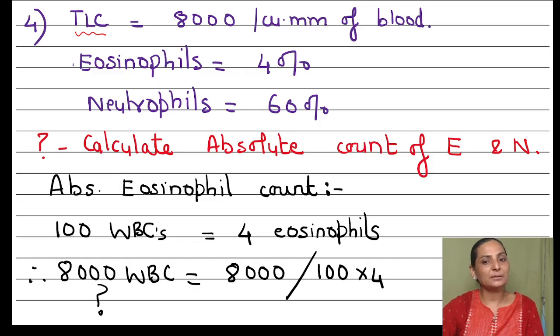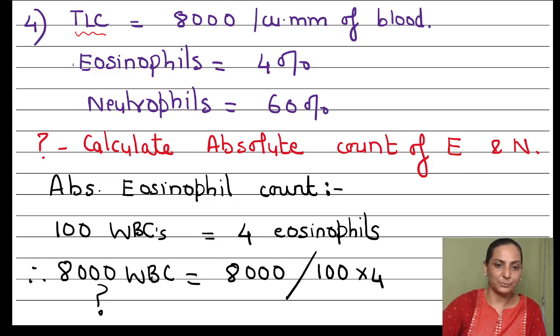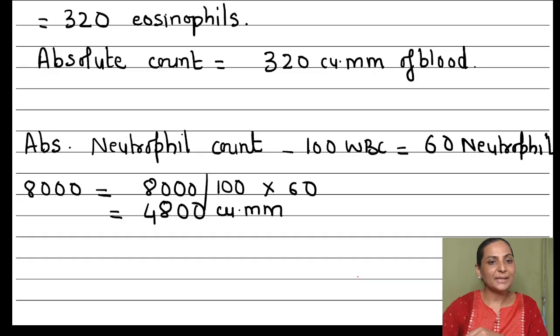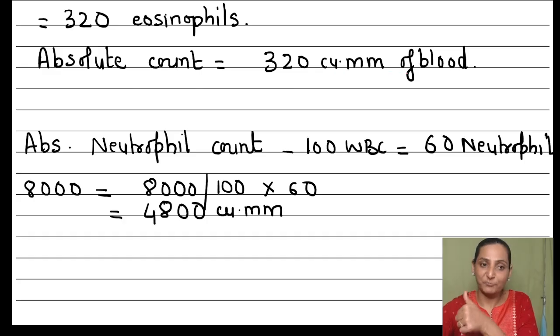So you have to calculate the absolute eosinophil count and absolute neutrophil count. So how do we calculate absolute eosinophil count? 4% means in 100 WBCs, 4 eosinophils are present. So how much will be present in total? That is in 8,000. So it is 8,000 divided by 100 multiplied by 4. That comes to 320. So the absolute count is 320. Remember, per cubic mm of blood. Again, the unit is very, very important.